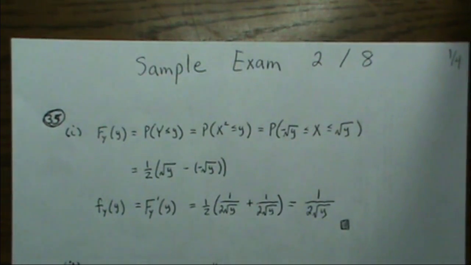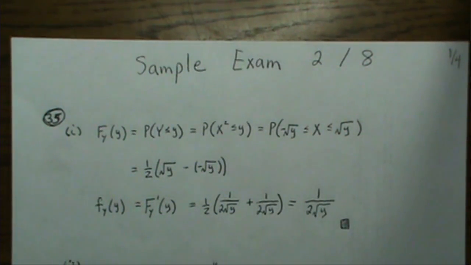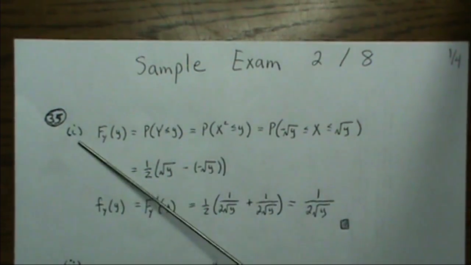Okay, problem 35. We're given that f of x is equal to 1/2 and we want to find the probability density of y equal to x squared. So we're going to solve this two ways.